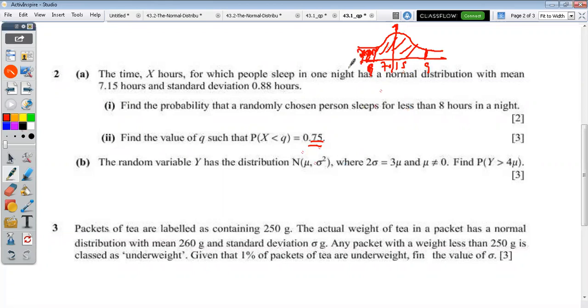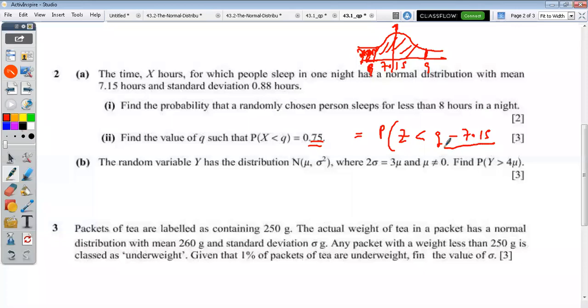And I simply wanted you to know this. Anyway, from this now we can normalize it if we want. So its probability now is that Z is less than whatever Q is minus the mean, what is the mean? 7.15.